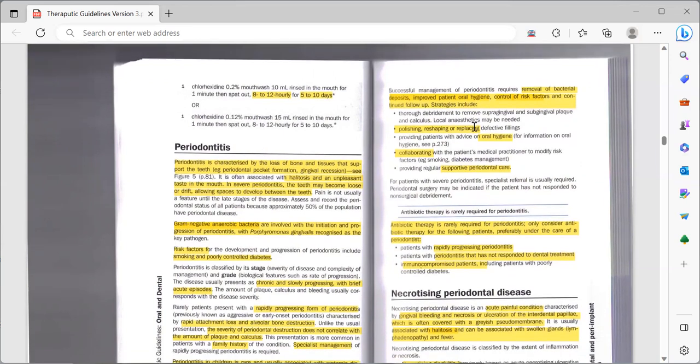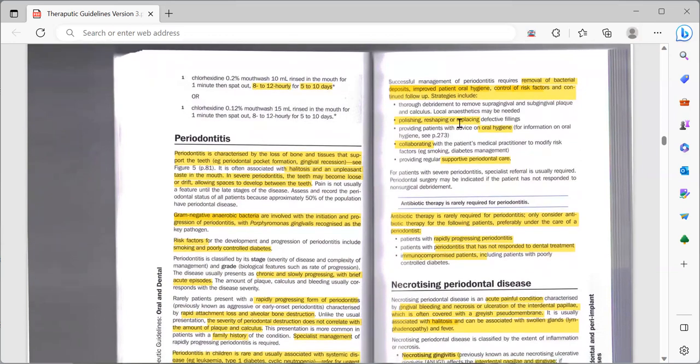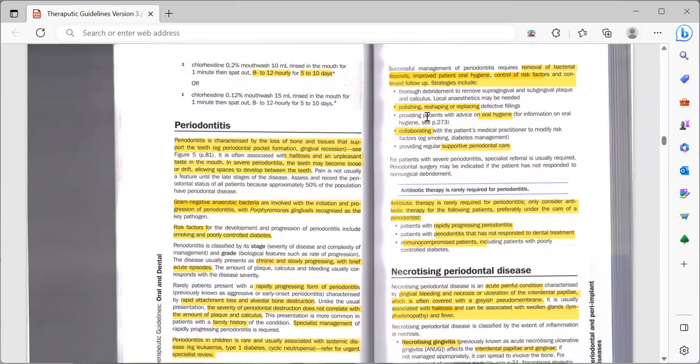Thorough debridement to remove supragingival and subgingival plaque and calculus. LA may be needed, because if you are going subgingival, it would be sensitive for the patient. So sometimes you may need to give LA to the patient. And polishing, reshaping, or replacing defective fillings, same as gingivitis. If there is any place where there is a space where plaque or food is getting entrapped, in that case you can polish, reshape, or replace that filling.